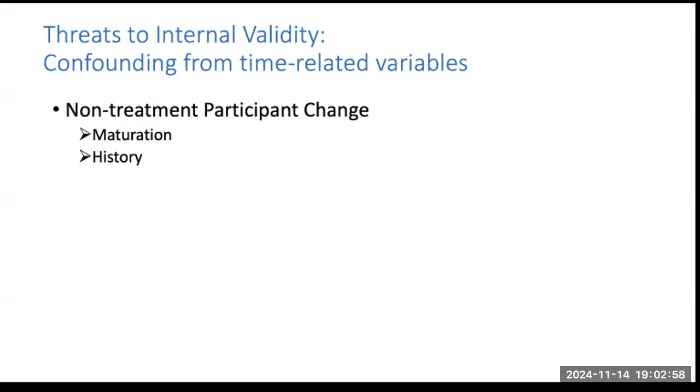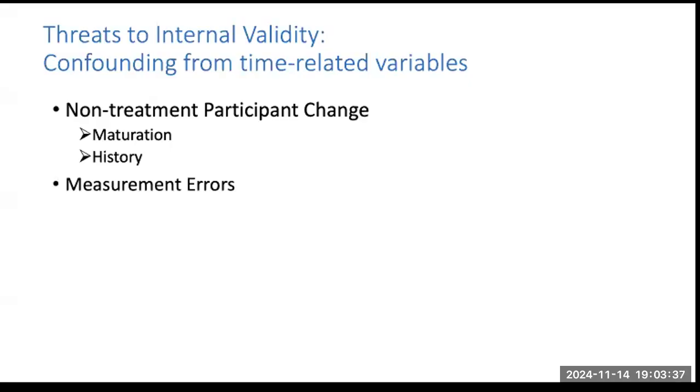History, on the other hand, is something that's happening outside of the participant, usually in some kind of social context or environment that, again, causes change in the participant, and it is not because of the intervention. An example of history would be the COVID pandemic, right? Anybody who was doing a study at that time, their results are going to be flawed because the whole shelter in place thing really affected people. So these are what we call non-treatment participant change, right? Important to recognize.